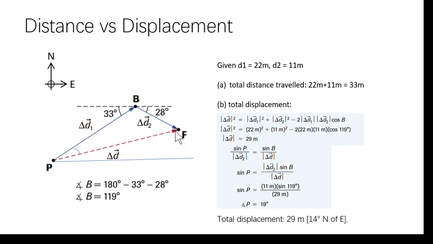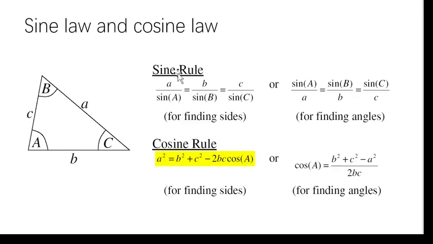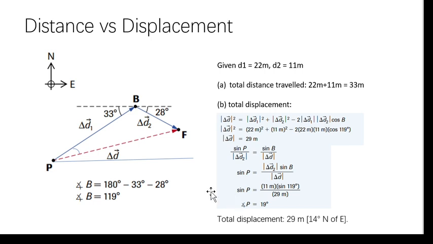Furthermore, we need to find this angle here, and that is because displacement is a vector quantity, and as we learned from the previous slide, vector quantities involve both magnitude and direction. So how can we find this angle? To find this angle, we need to find angle P first. Therefore, we applied sine law, which is right here. And we find that angle P equals 19 degrees.